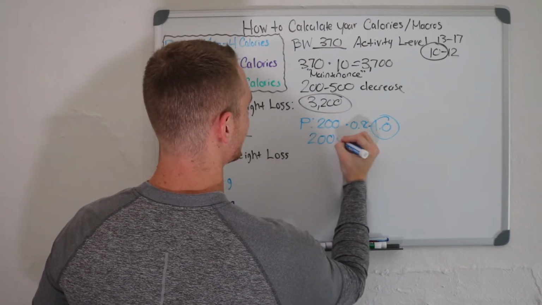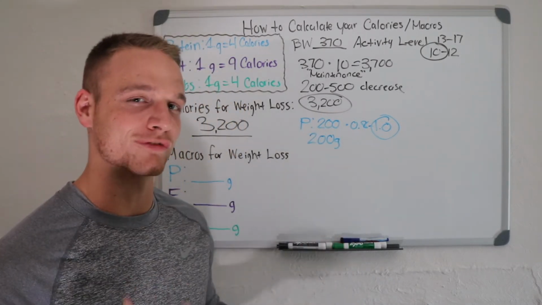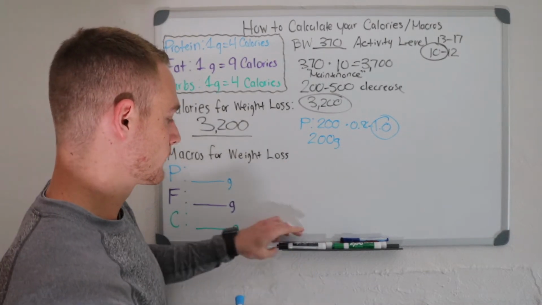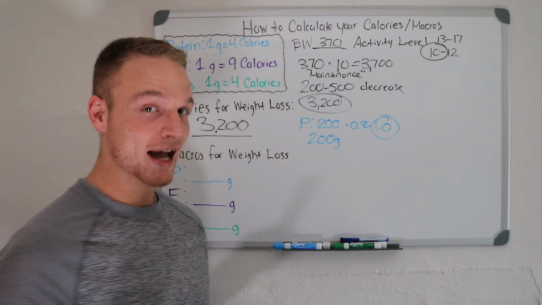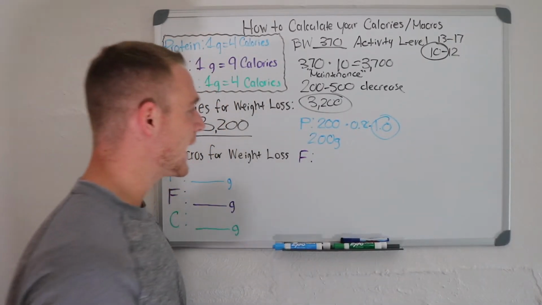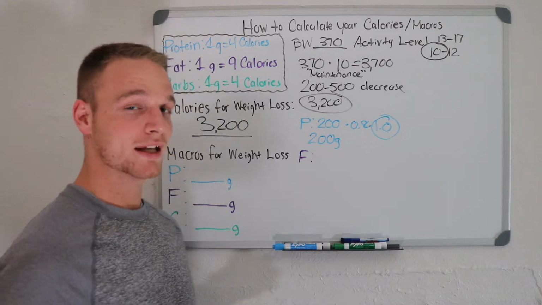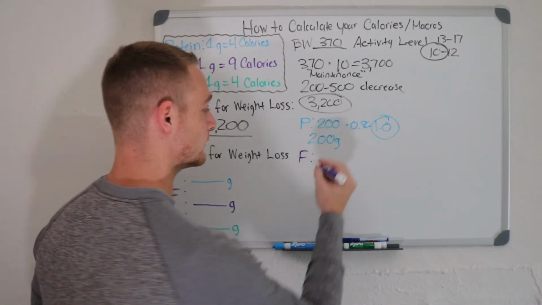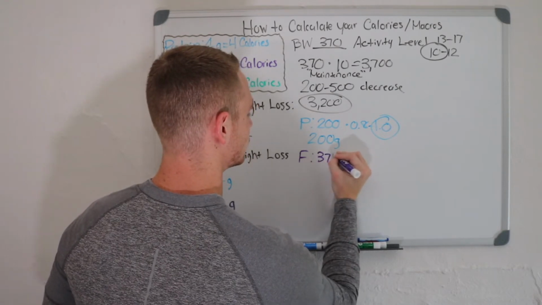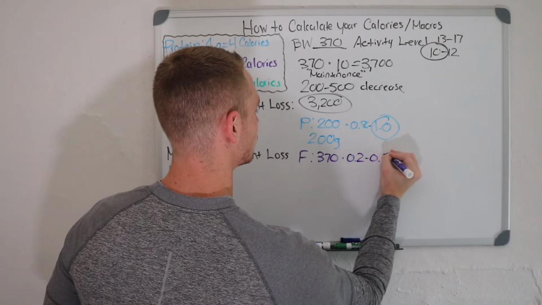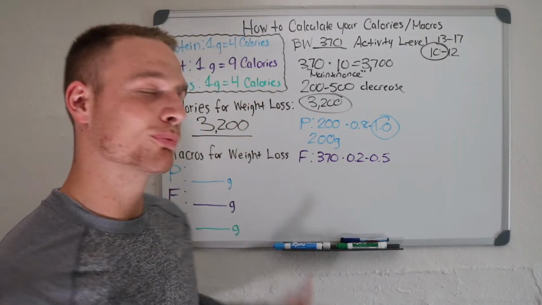That one's very simple, and you want to knock that one out first. So next we're going to move on to your fats. For fats, you're going to take your body weight and multiply it by either 0.2 to 0.5.